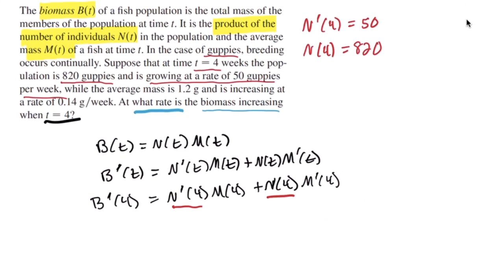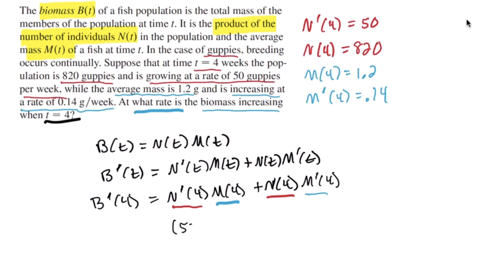And then now I also need to find M at 4, right, the average mass, and the rate of change of average mass. So we're told here that the average mass is 1.2 grams at 4 weeks, and it's increasing at a rate of 0.14 grams per week. So my mass at 4 weeks was 1.2 grams, and it is increasing at a rate of 0.14 grams per week. So now we'll go ahead and plug all of that information in here.